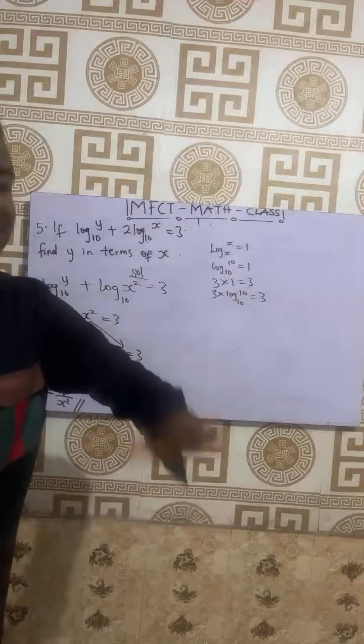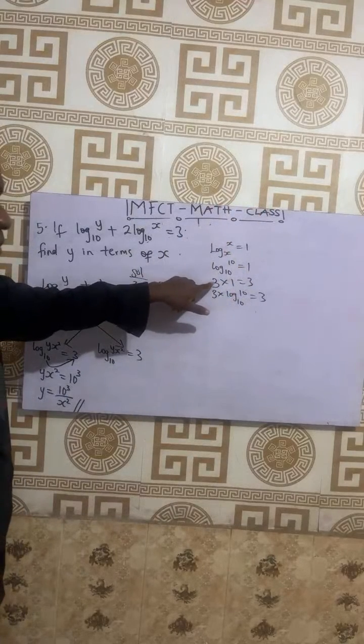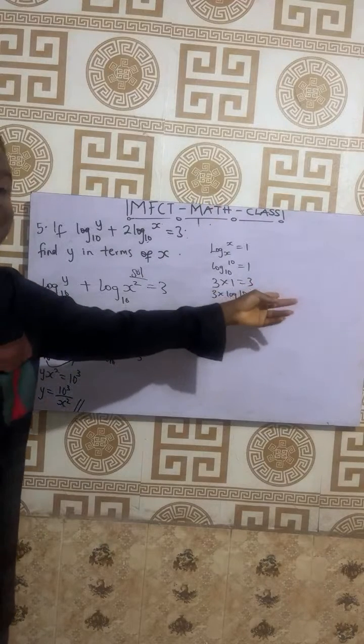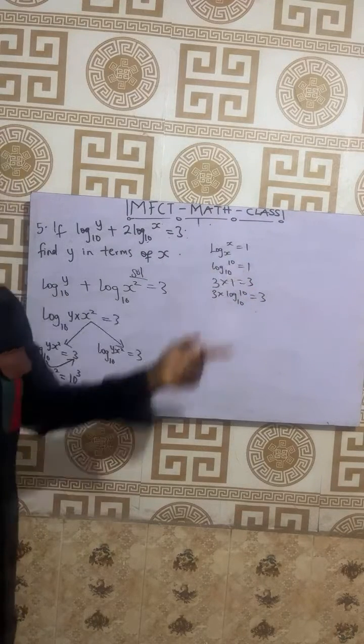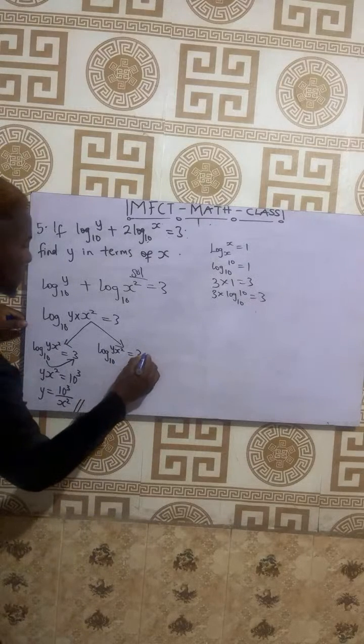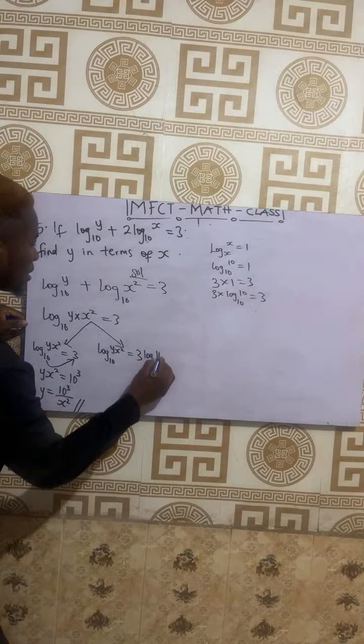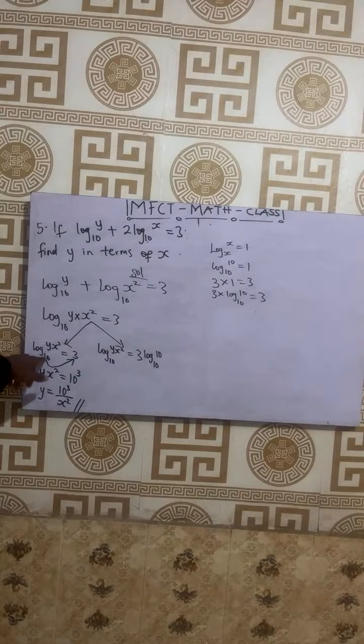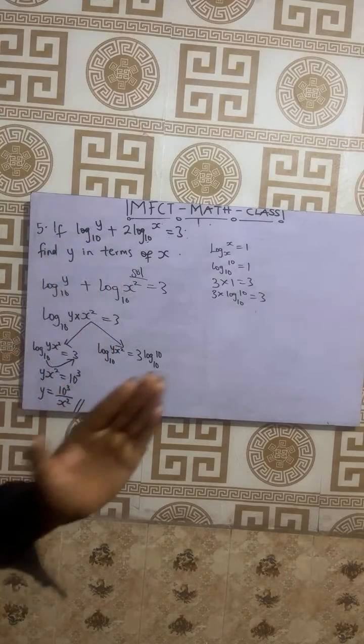Log 9 base 9 is also 1. So 3 times 1 is 3, right? This means that 3 times log 10 base 10 will also be 3, because log 10 base 10 is 1. So this will just turn to 3 log 10 base 10. Are you with me, guys? The reason why we can do this is just because of the rules of logarithm. The reason why I can bring this base to the other side is just because of the rules of logarithm.